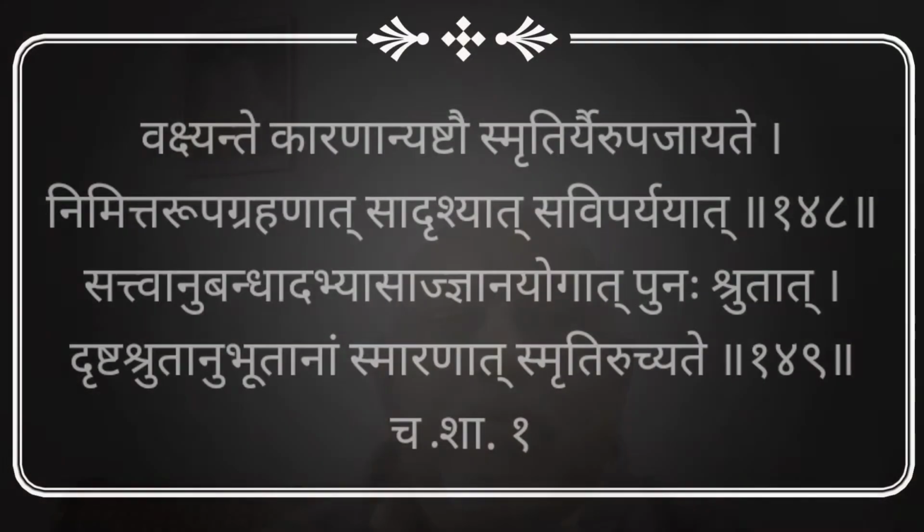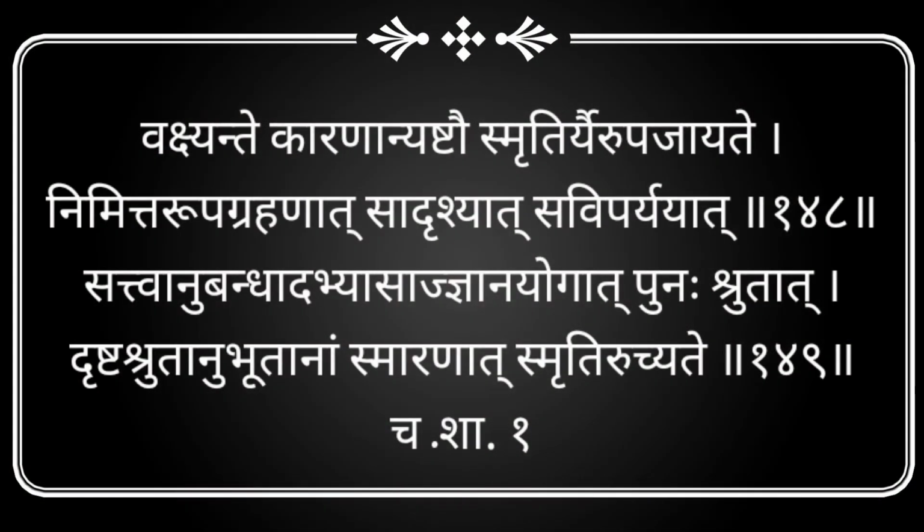The shlok is in front of you. It is from Charaka Samhita. The shlok says, Nimitta Rupa Grahanat Sadrushat Savipariyat, Sattvanubandhat Abhyasat Jnana Yogat Punashrutat. So these are the 8 reasons or agents or the processes through which the Smriti happens.